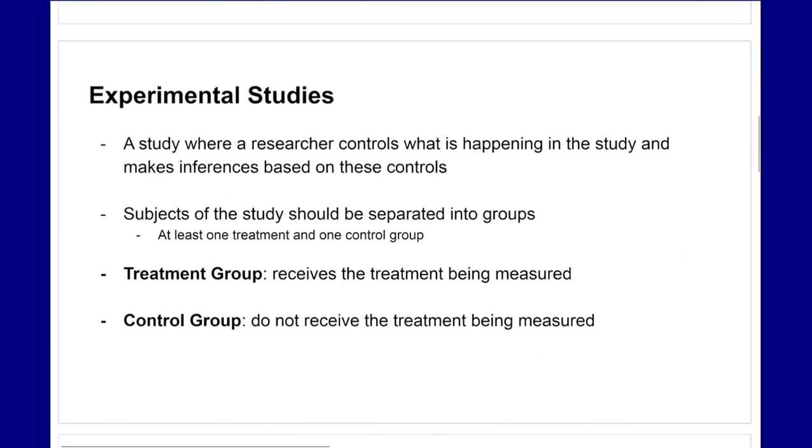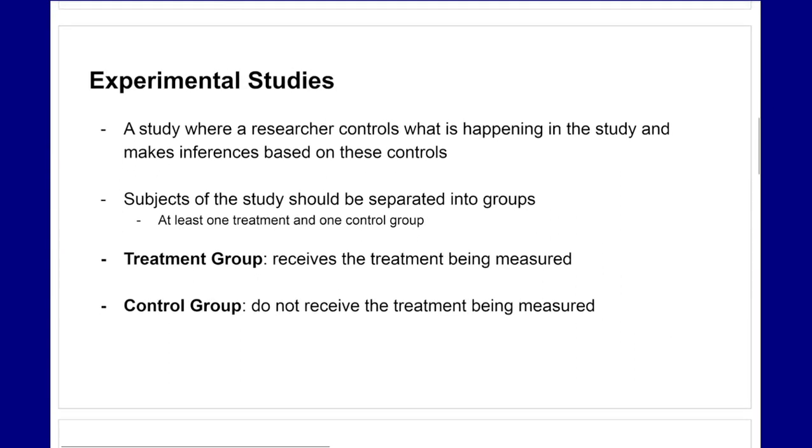When creating an experiment, whether we're doing observations or actual experiments, experimental studies are things that we might consider. An experimental study is a study where a researcher controls what is happening in the study and makes inferences based on these controls. Subjects of the study should be separated into groups. Specifically, we should have at least one treatment group and one control group.